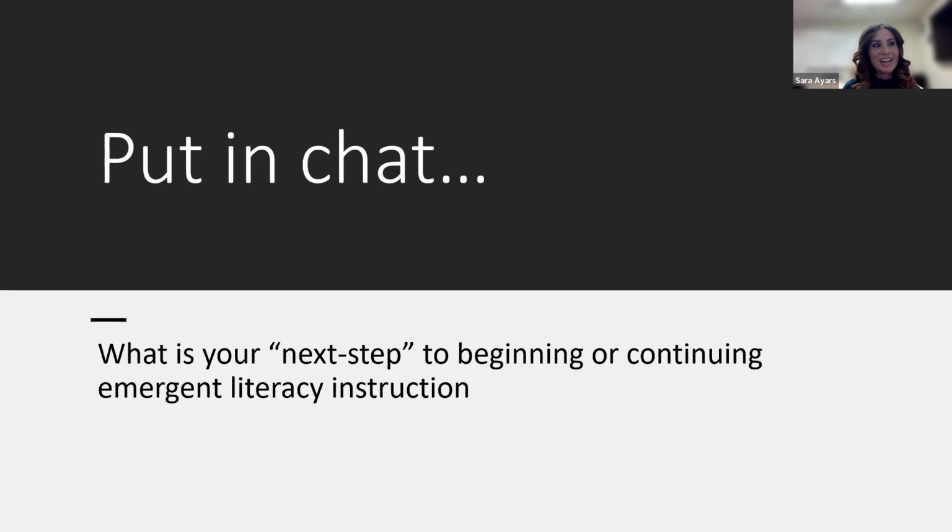There's one idea in the chat that says, on my to-do list, to look at reading goals of AAC users across the district to get a big picture. Yes, that's a great next step.